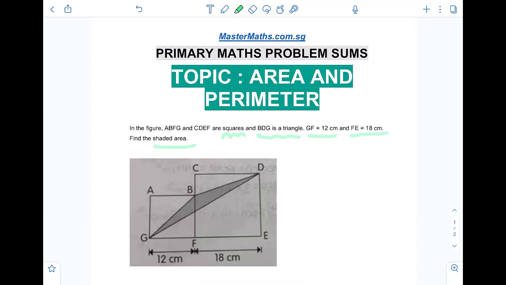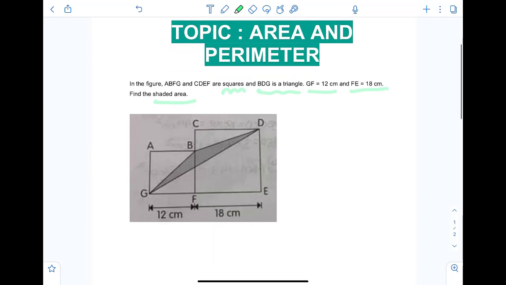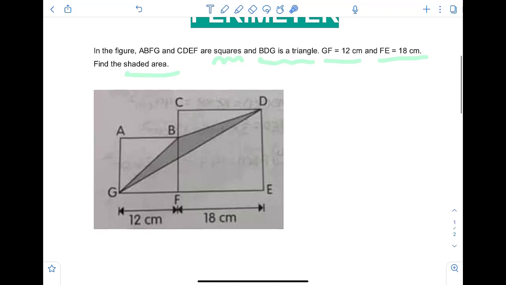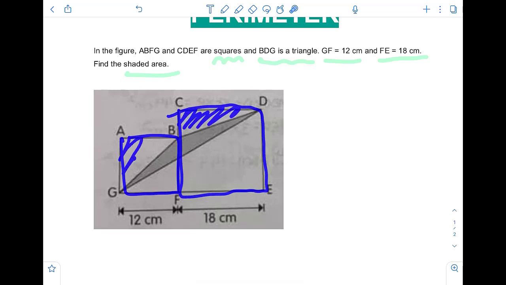Find the shaded area. Now we have a series of two squares here, and we have the length of each square. So we have 12 by 12, and the bigger one is 18 by 18. Alright, so to do this question, to find the area of the shaded part, which is this particular triangle over here, we can find the area of the two squares, add them up together, and minus away these unshaded triangles.